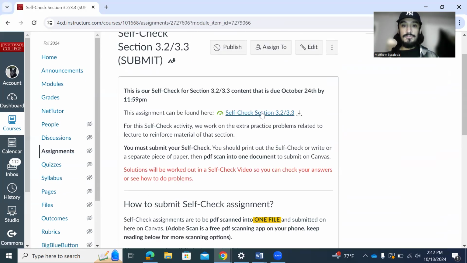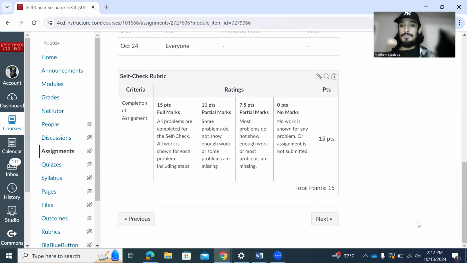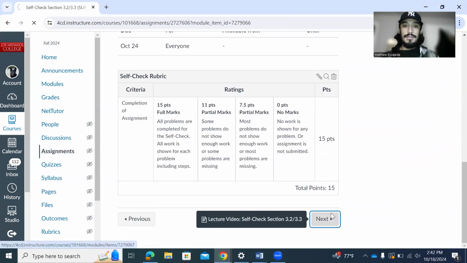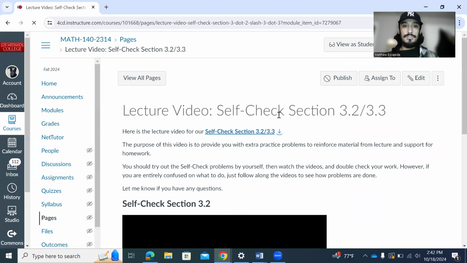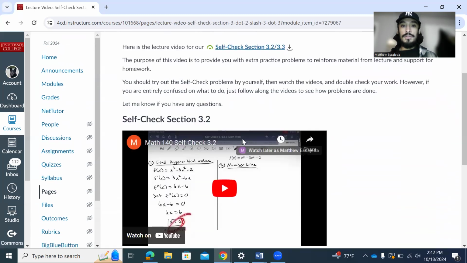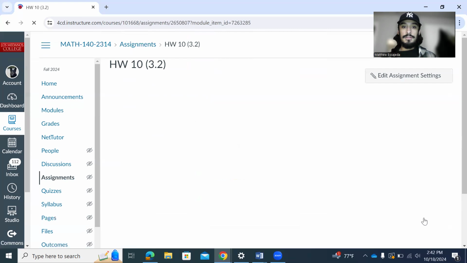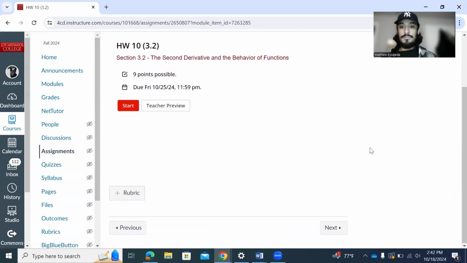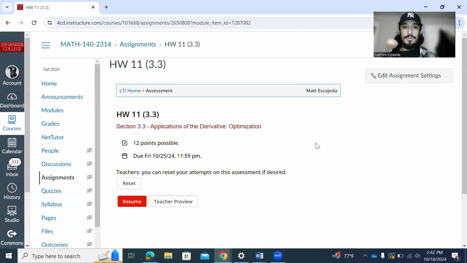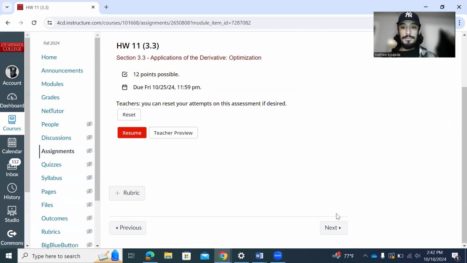So here's our self-check for 3.2 and 3.3. You can find it here. That's due this Thursday. And then here are the lecture videos for 3.2 and 3.3. You can find 3.2 there, 3.3 here, if you are stuck on the problems. And here's our XYZ homework for 3.2, and XYZ homework for 3.3.